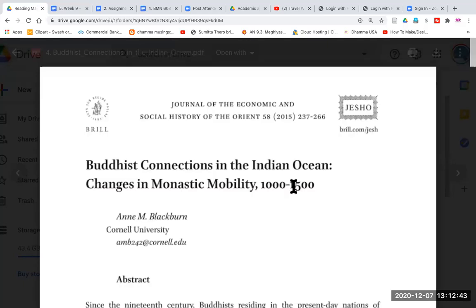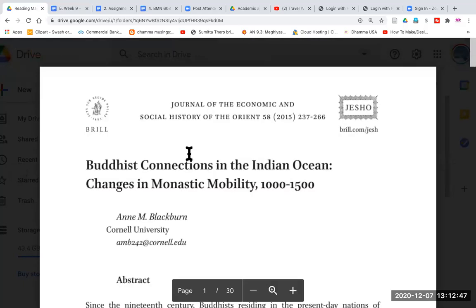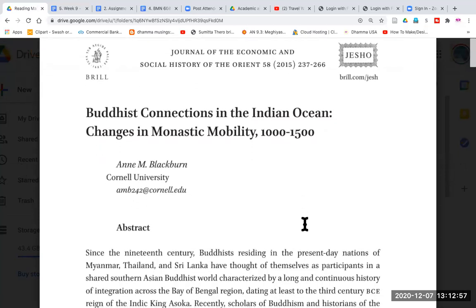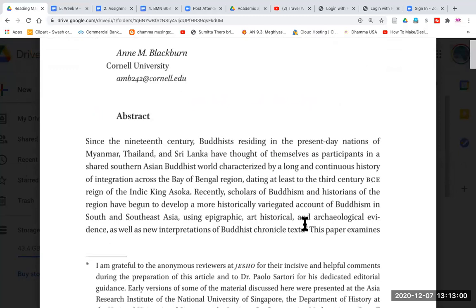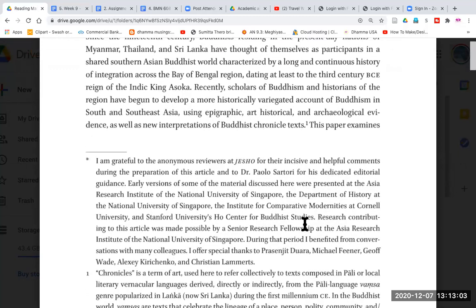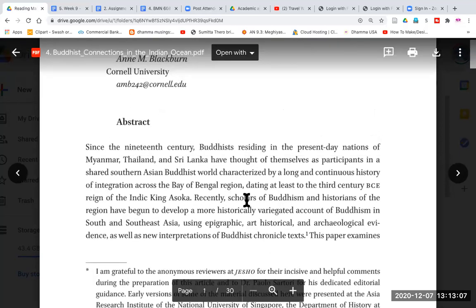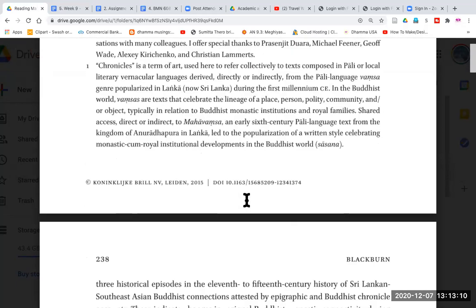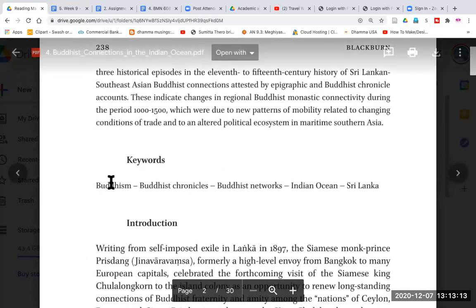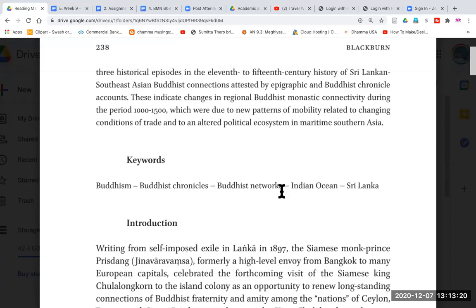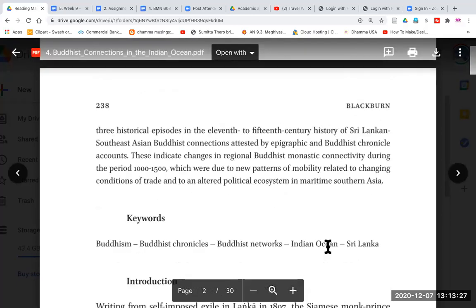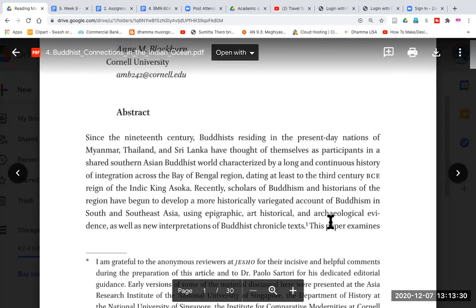And then we have Buddhist Connections in the Indian Ocean, Changes in Monastic Mobility, 1000 to 1500, Cornell University. It's recommended you read the abstract at least. If you read the abstract, that will definitely give you a good idea. Plus these keywords: Buddhism, Buddhist chronicles, Buddhist networks, Indian Ocean, and Sri Lanka. So we get an overall idea of what the article is all about.